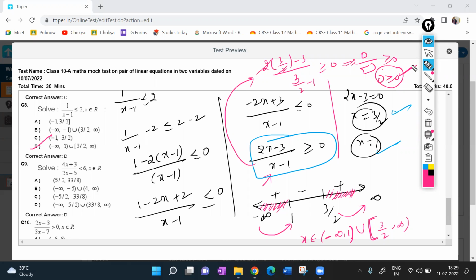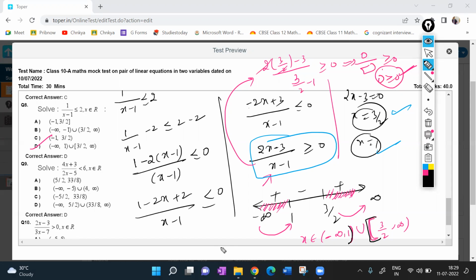It is not at all disturbing my function. All right. So there is nothing wrong with keeping a close bracket at 3 by 2. But it's wrong if you keep a close bracket at 1. It is correct only if you say open bracket at 1, close bracket at 3 by 2. I have given enough clarification on this. Hope you got clarity on this.